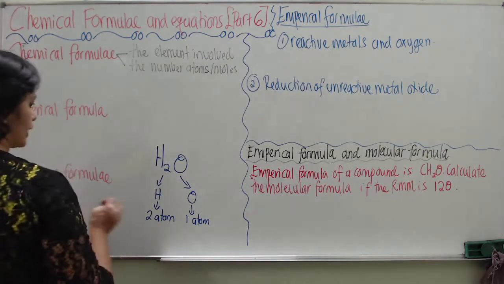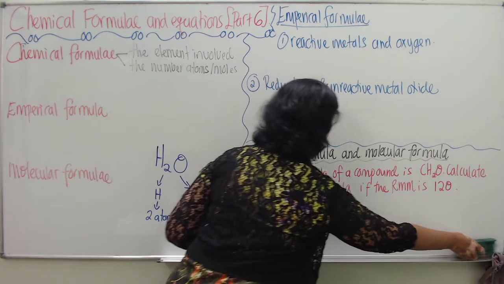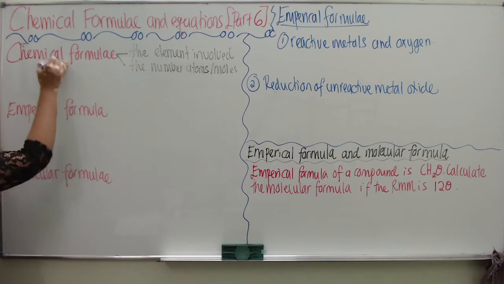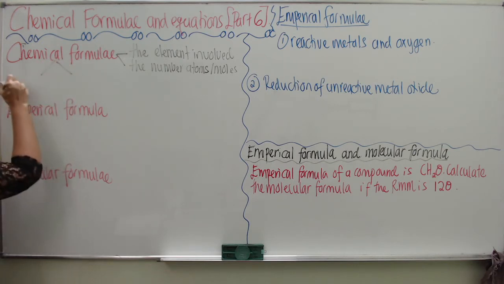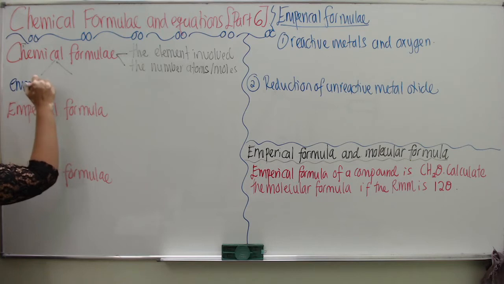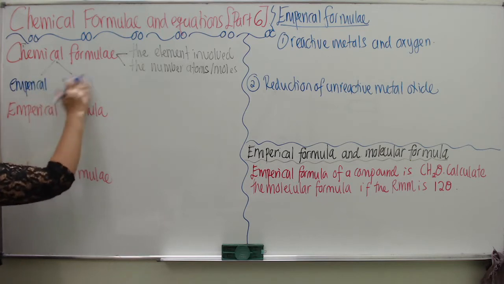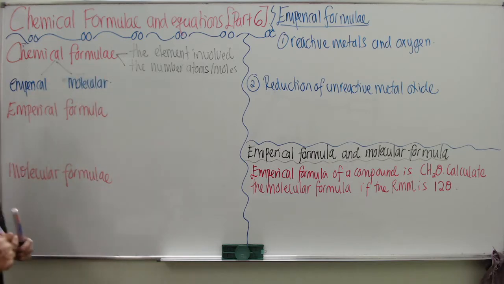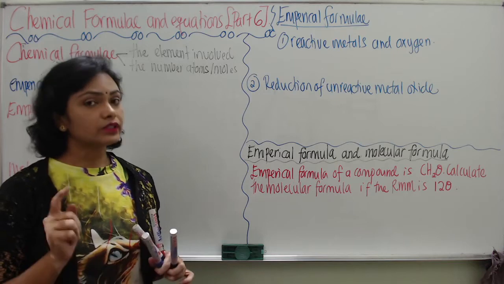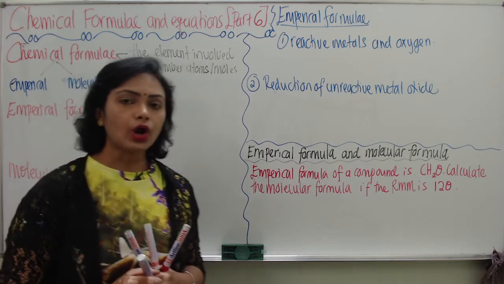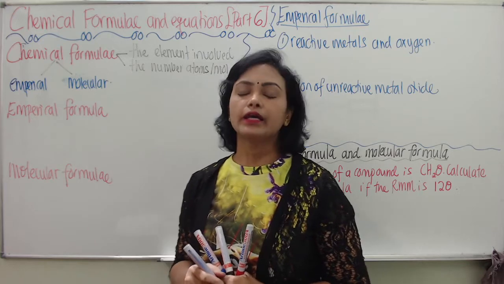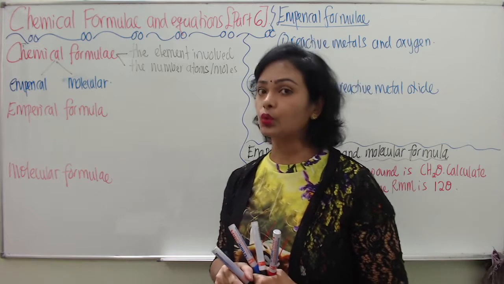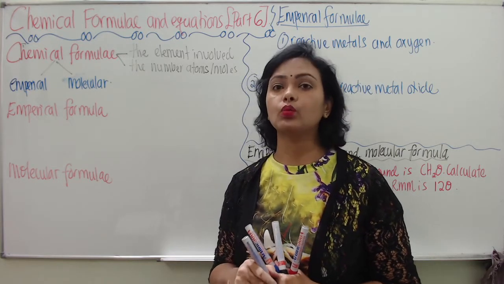Now let's go to types of chemical formula. We have two types of chemical formula, which are empirical formula and molecular formula. This is very important, because a lot of Paper 2 questions will ask you to define empirical formula. So students must know how to define empirical formula word for word.